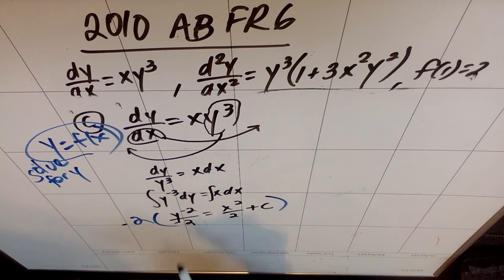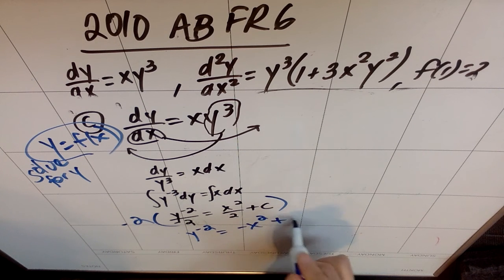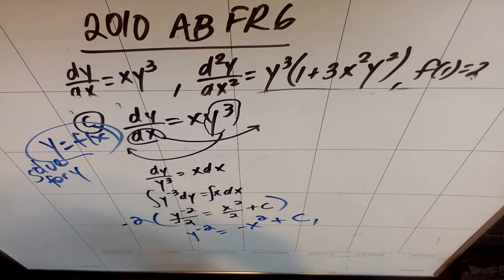So multiply everybody by negative 2, and I'm going to get y to the negative second equals a negative x squared, and then I'm going to call it plus c sub 1. Because what I recognize is that doing negative 2 times some arbitrary constant just gives me a new arbitrary constant. It is important to note that my c and my c sub 1 are not the same c. By doing this, by absorbing that negative 2 times the c into a new constant, I've changed it to a different number.